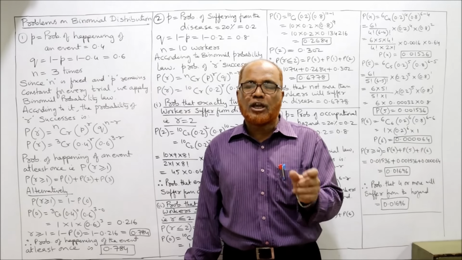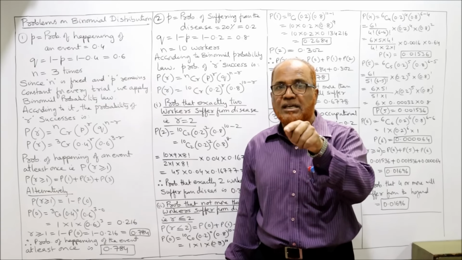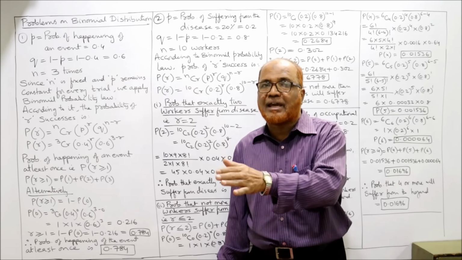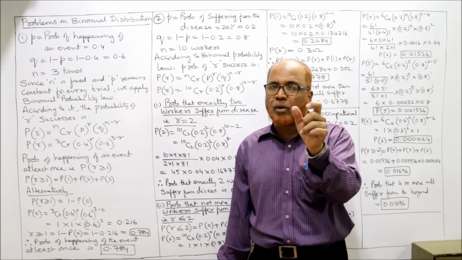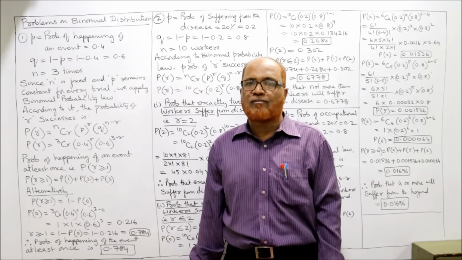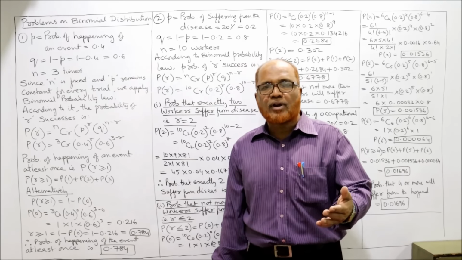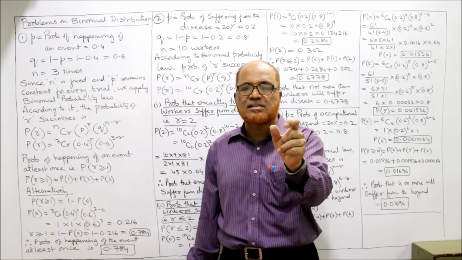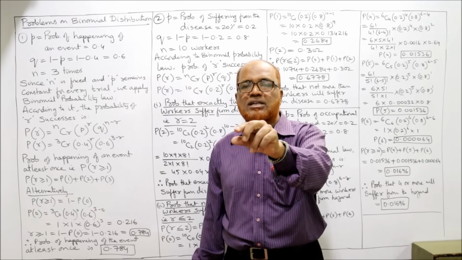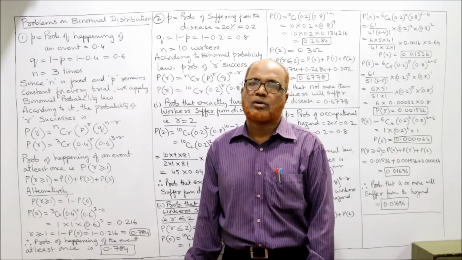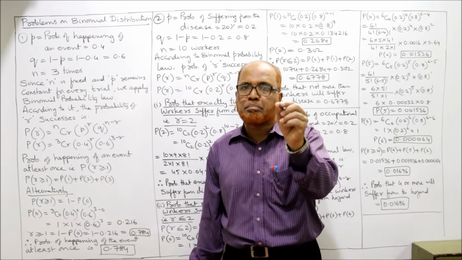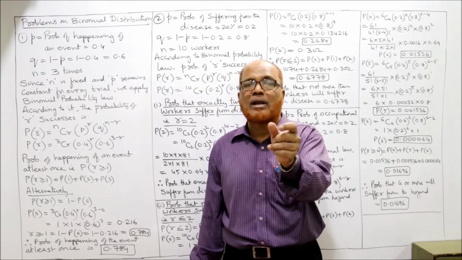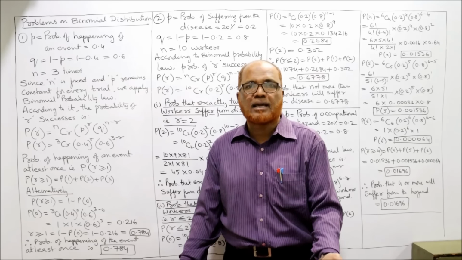In binomial probability, we denote P as the probability of success and Q as the probability of failure. Once you have the probability of success, you can easily find the probability of failure. For example, if the probability of success is 0.8, then 1 minus 0.8, which is 0.2, is the probability of failure. Similarly, if the probability of success P is 0.6, the probability of failure Q is 1 minus 0.6, which is 0.4. Like this we can do.